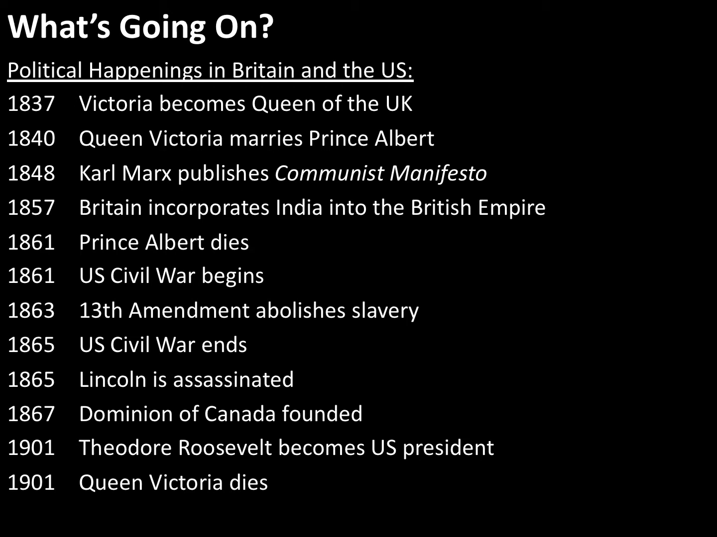So what's going on at the time? Politically, we bookmark the beginning and the end of this period with Victoria becoming queen in 1837 and then dying in 1901. Those are the two ends of the Victorian era. But in the middle there, in 1848, you have Karl Marx starting to talk about communism. You have Britain taking over India. You have the US Civil War both beginning and ending in the middle of the century.